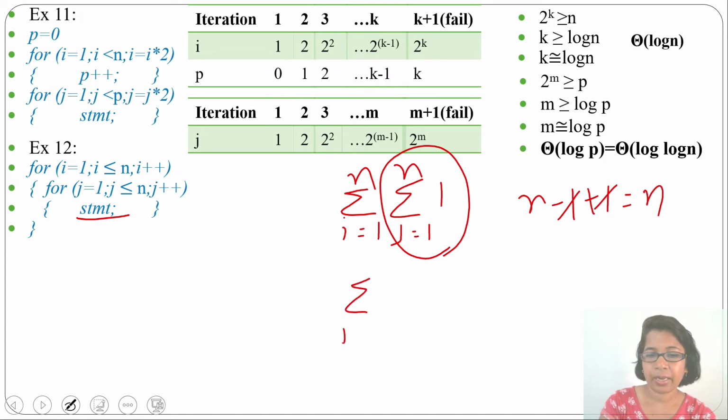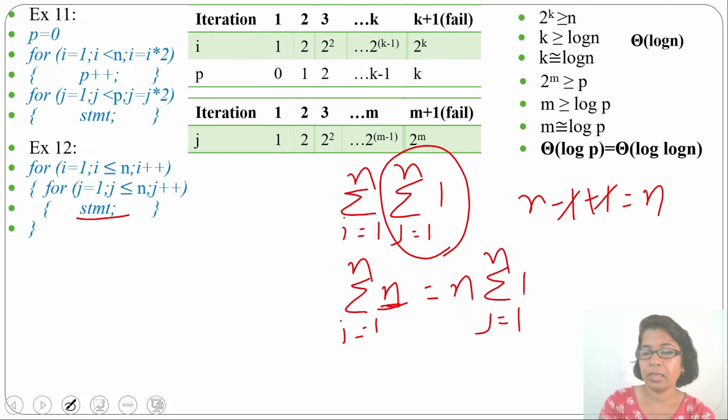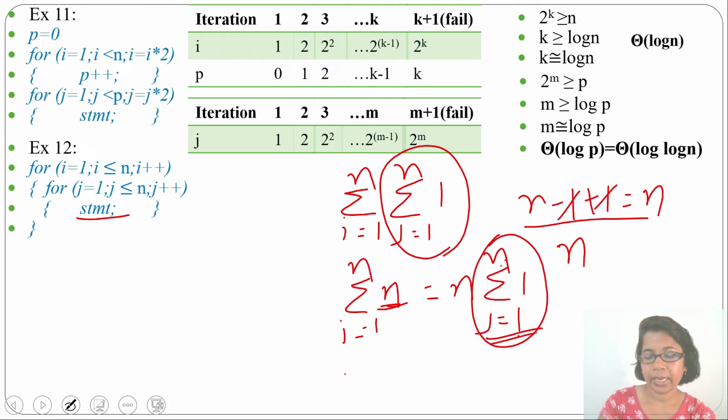So sum i equals 1 to n. This n is a constant, we can take it to the left side. So n sum j equals 1 to n, 1. After evaluation this will give n. Like this, n minus 1 plus 1: upper limit minus lower limit plus 1. Upper limit is n, lower limit is 1, so n minus 1 plus 1. From this, n multiplication n will give n square. So running time will be theta of n square.